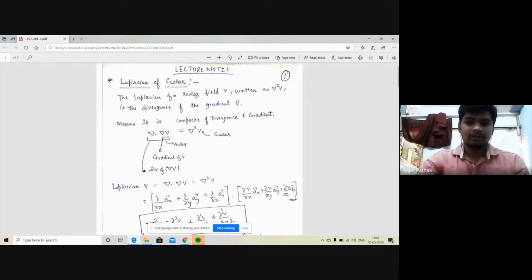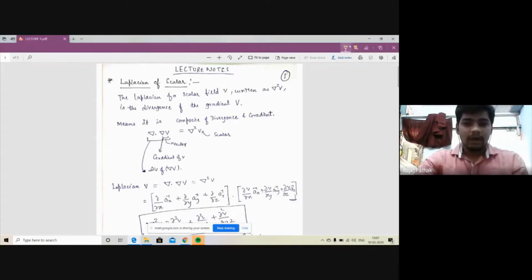There is a question in your mind as well as in mine: can we apply the Laplacian on a vector or only on a scalar? We will discuss it. What do we mean by Laplacian? A Laplacian of a scalar field V, written as del square V, is the divergence of gradient V. It is a composition of two operators, the divergence operator and the gradient operator.